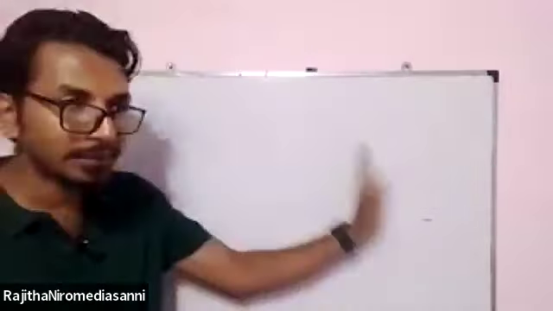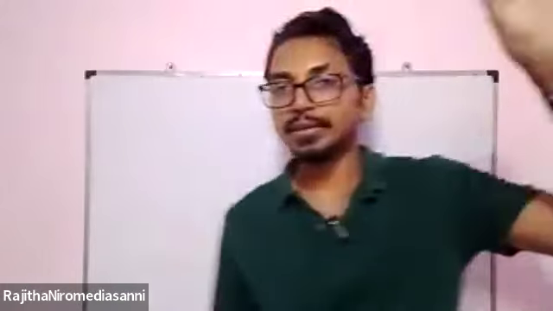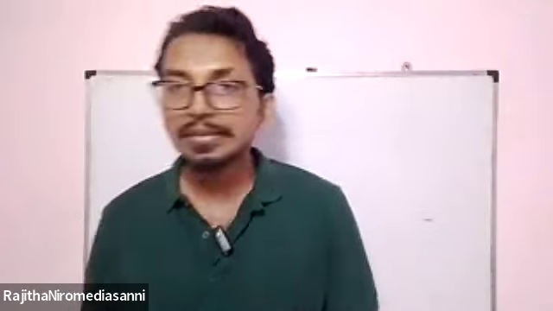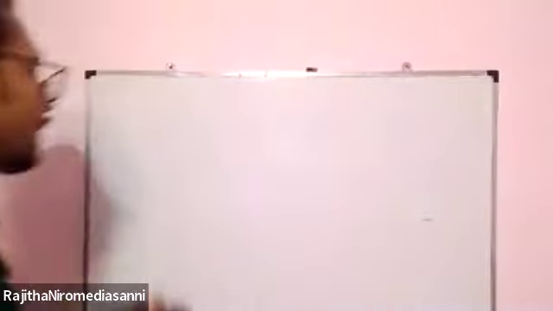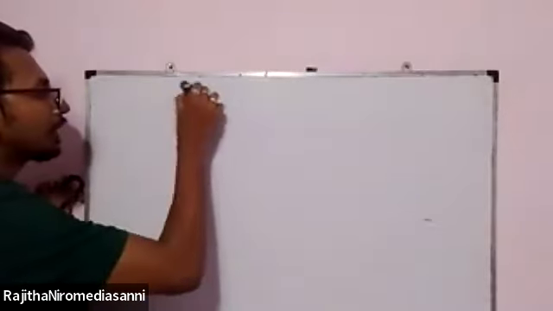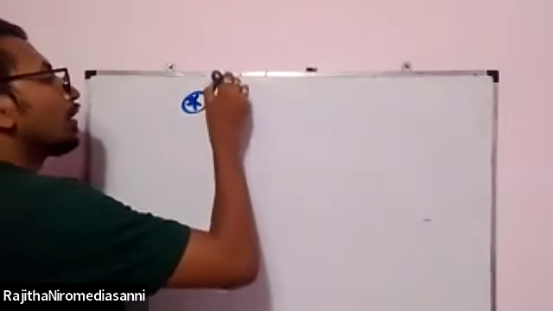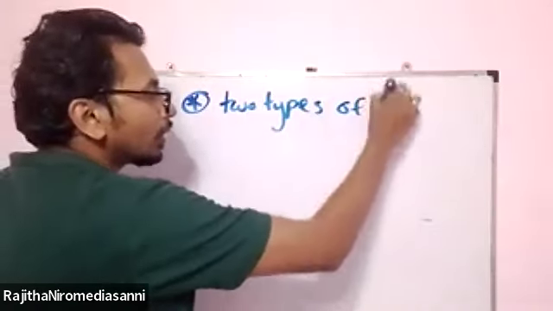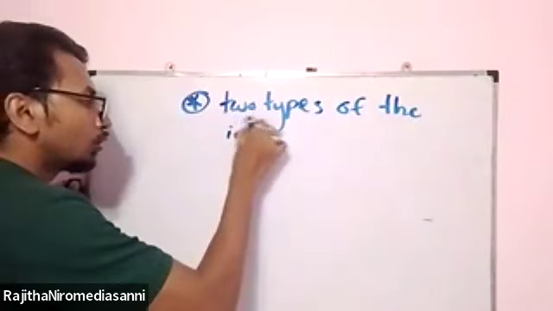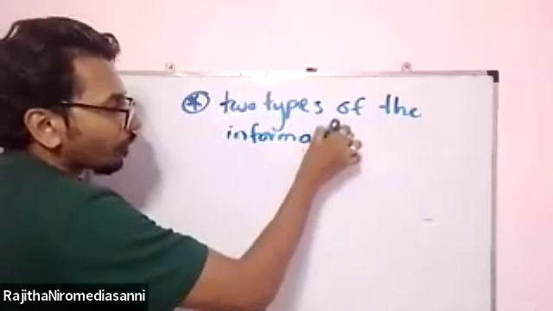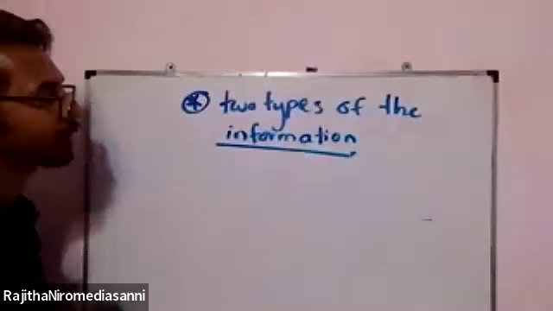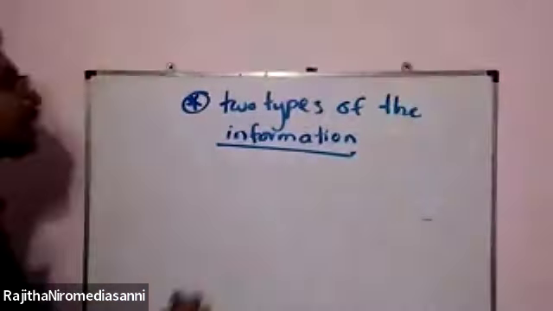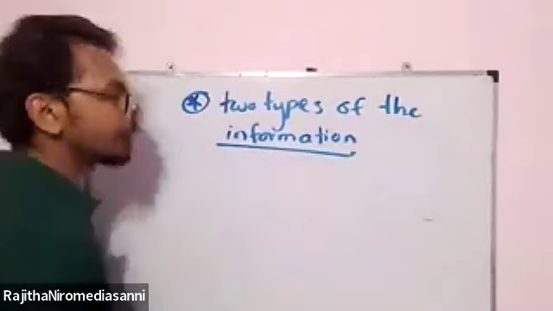Firstly, you have to write the collection of ideas in the science, that is the information idea. And under that, you can write these two points also. First point, write down: two types of the information.